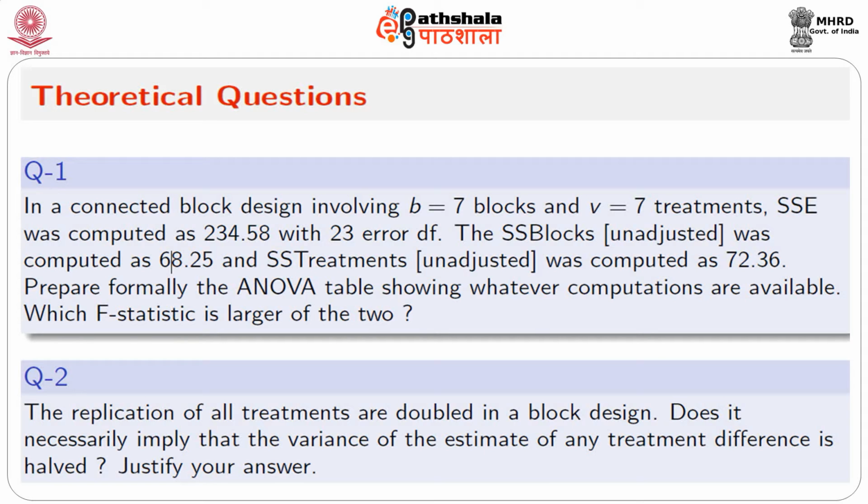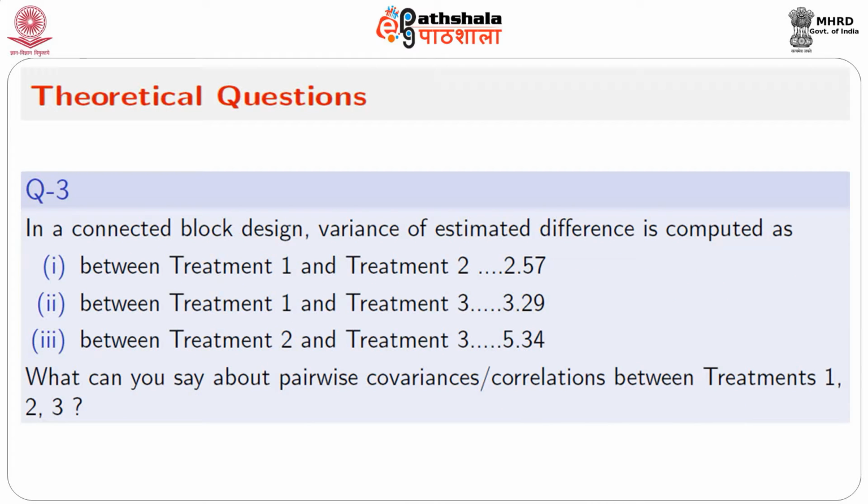What is the next one? The next one is: in a connected block design, the variance of the estimated difference is computed. The first one is between treatment 1 and treatment 2, and it's 2.57. The next one is between treatment 1 and treatment 3, with 3.29. The third one is between treatment 2 and treatment 3, with 5.34. So what can you say about pairwise covariances or correlations between treatments 1, 2 and 3? Very interesting problem.